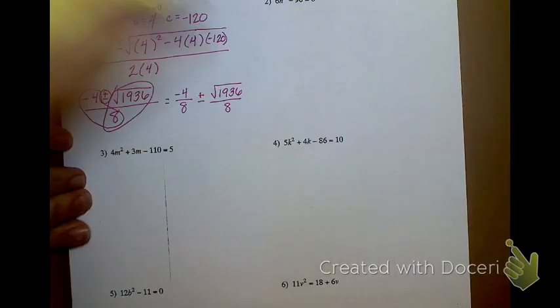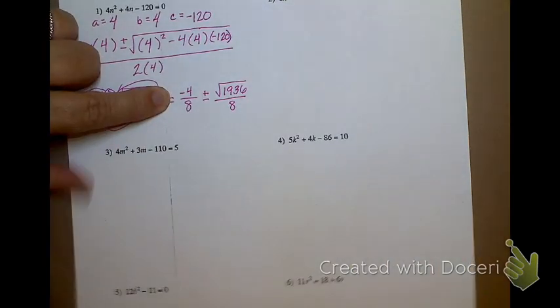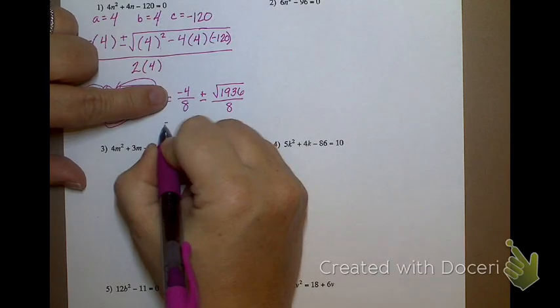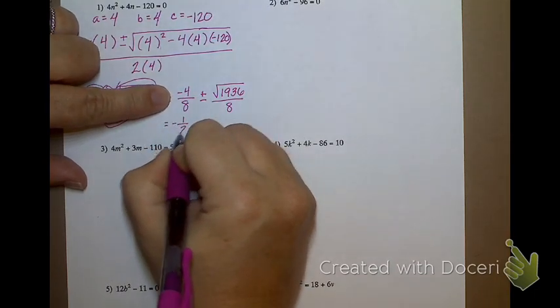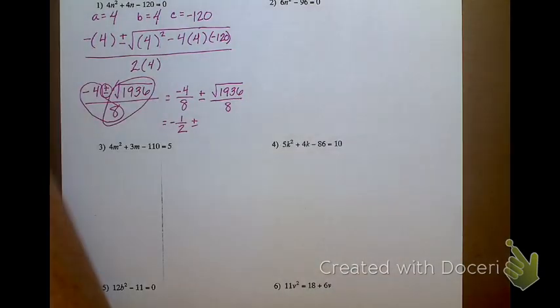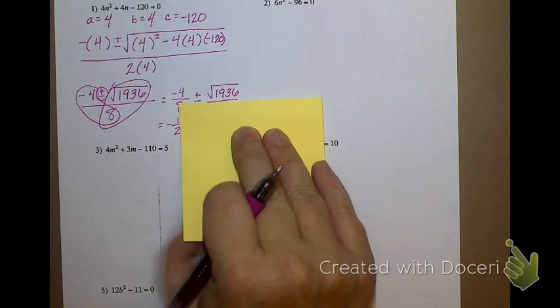Okay? So that's why I'm splitting it up, because I can reduce negative 4 over 8, can't I? What does it reduce to? Negative 1 over 2. Now let's talk about that guy. 1936. That is a huge number.